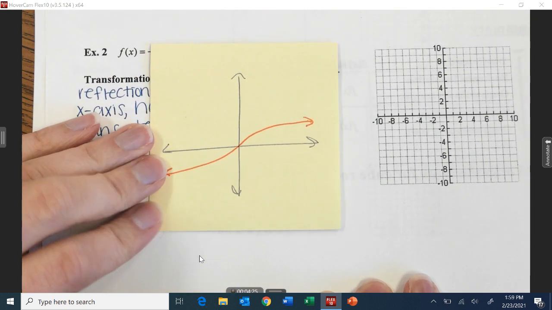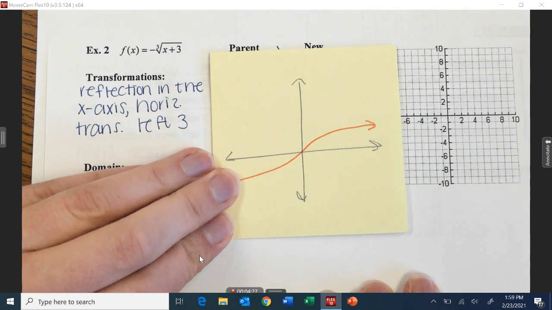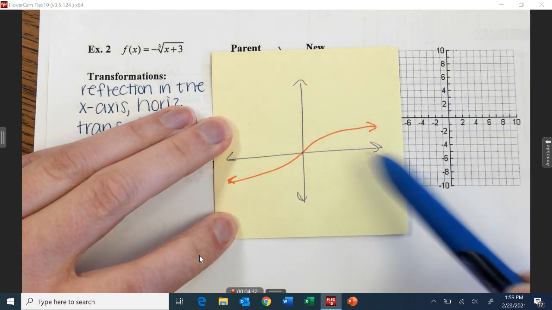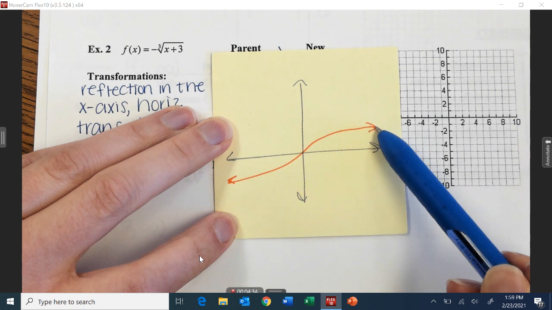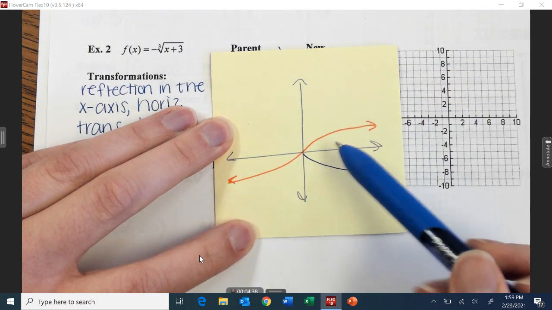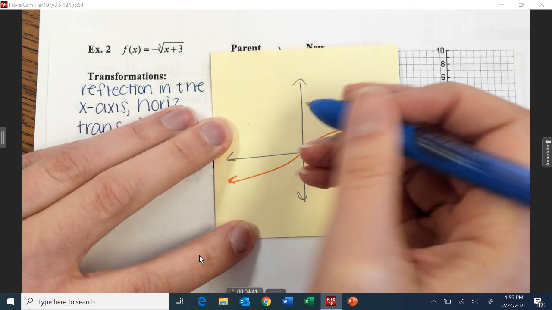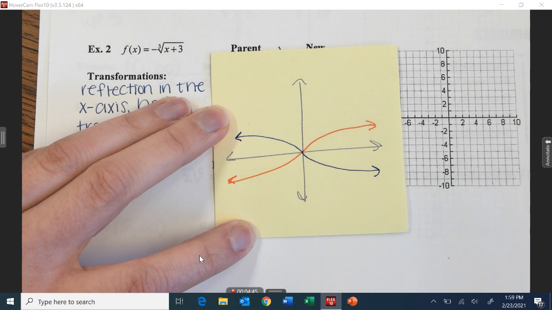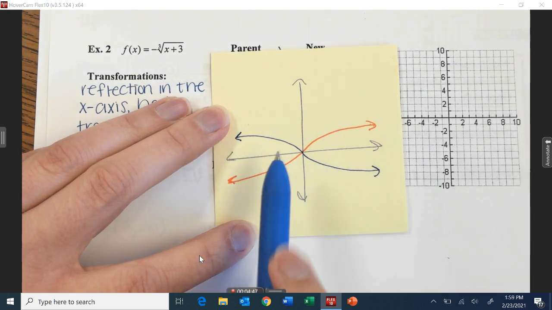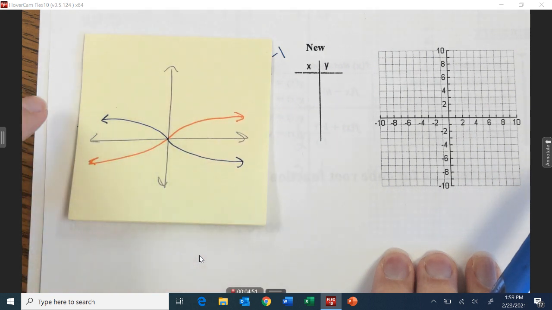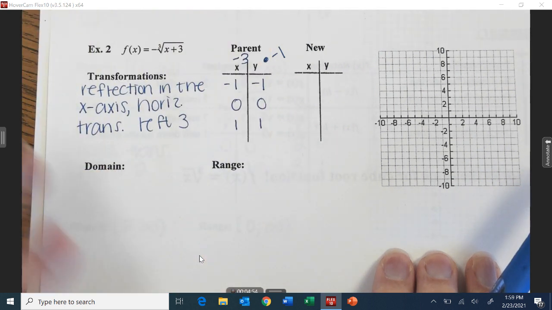This is what our parent cube root function looks like. It looks like this kind of stretched out S shape. If I reflect it, then this piece is now going to come down here. And this piece that was below the x-axis is now going to become above the x-axis. So now it's kind of like a backward stretched out S shape. So keep this picture in mind as we're graphing this function.